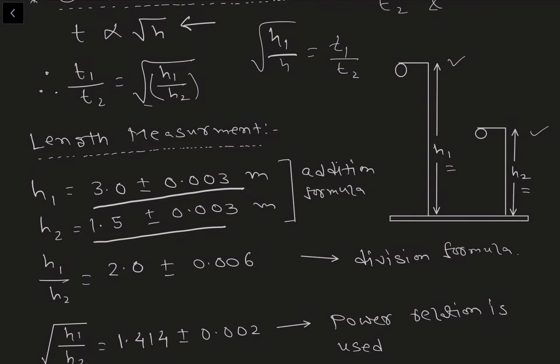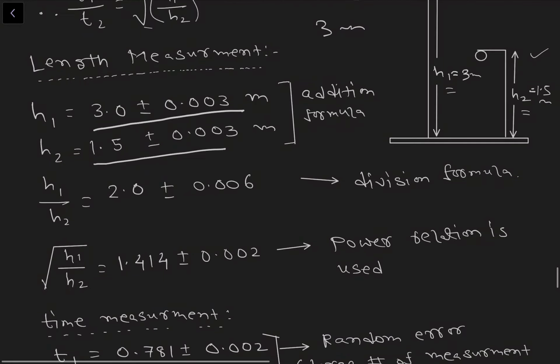First we come to length measurement. In the case of length measurement, we simply use a meter scale. So our h1 is 3 meter, and h2 is simply 1.5 meter. Then the ratio is 2. So we use the same scale to measure h1 and h2.